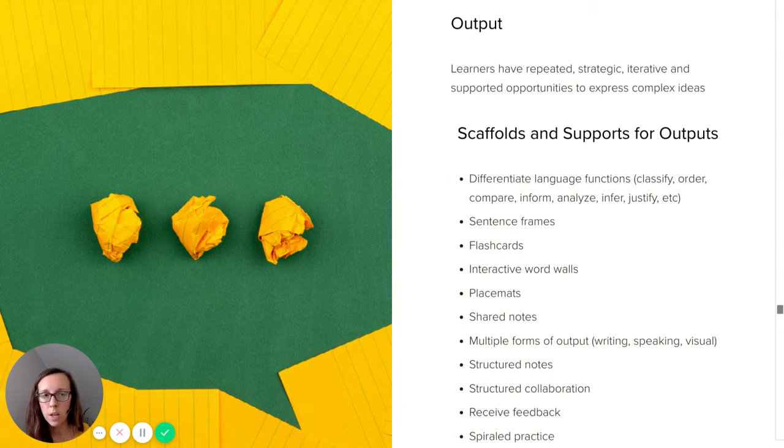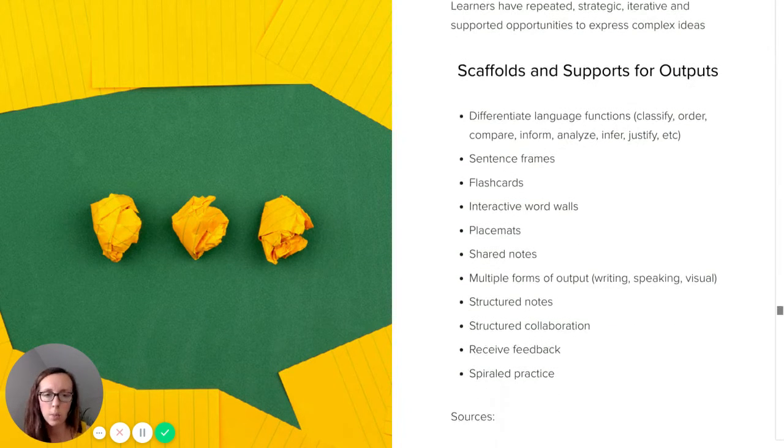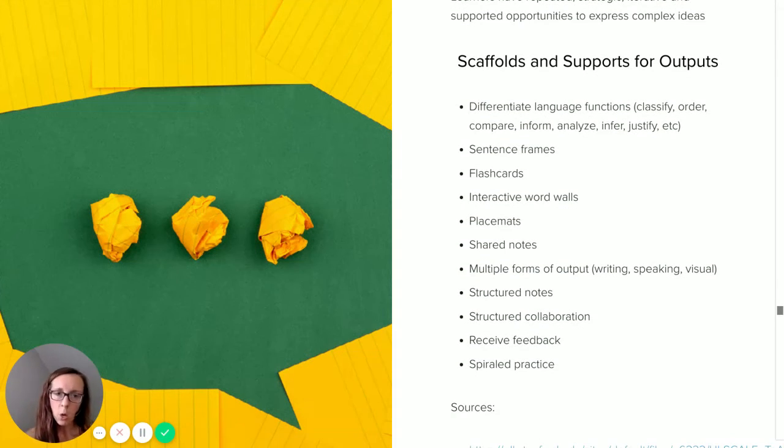So it's not just one time, it's not just done haphazardly, it's done in a repeated way where they're able to assess and then improve upon their process and their output, and where there are supports in place. And so what are some of those supports? Well, there are different parts of language called language functions, and they align pretty closely to higher order thinking skills.